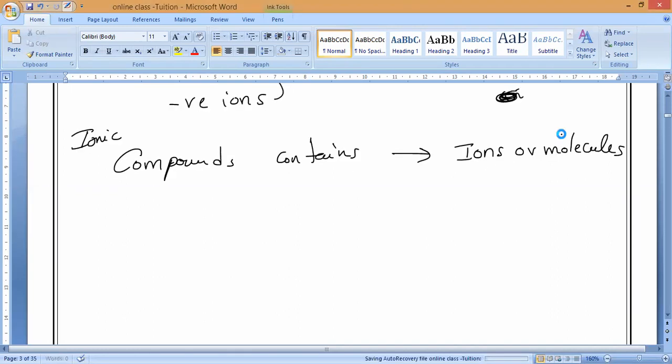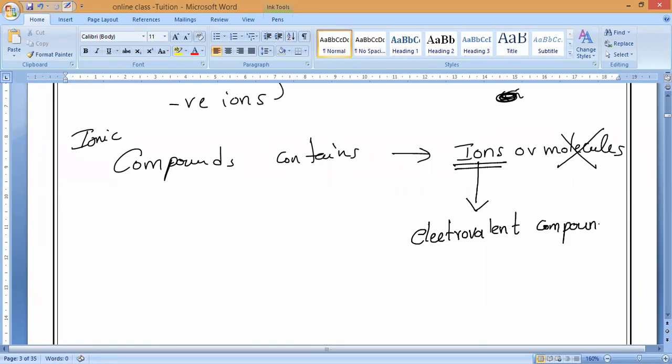Ionic compounds will never contain molecules. All of you should remember: ionic compounds always contain what? Ions, only ions. Do you understand? What is another name for ionic compounds? Electrovalent compounds. The most important thing is that ionic compounds do not contain molecules.